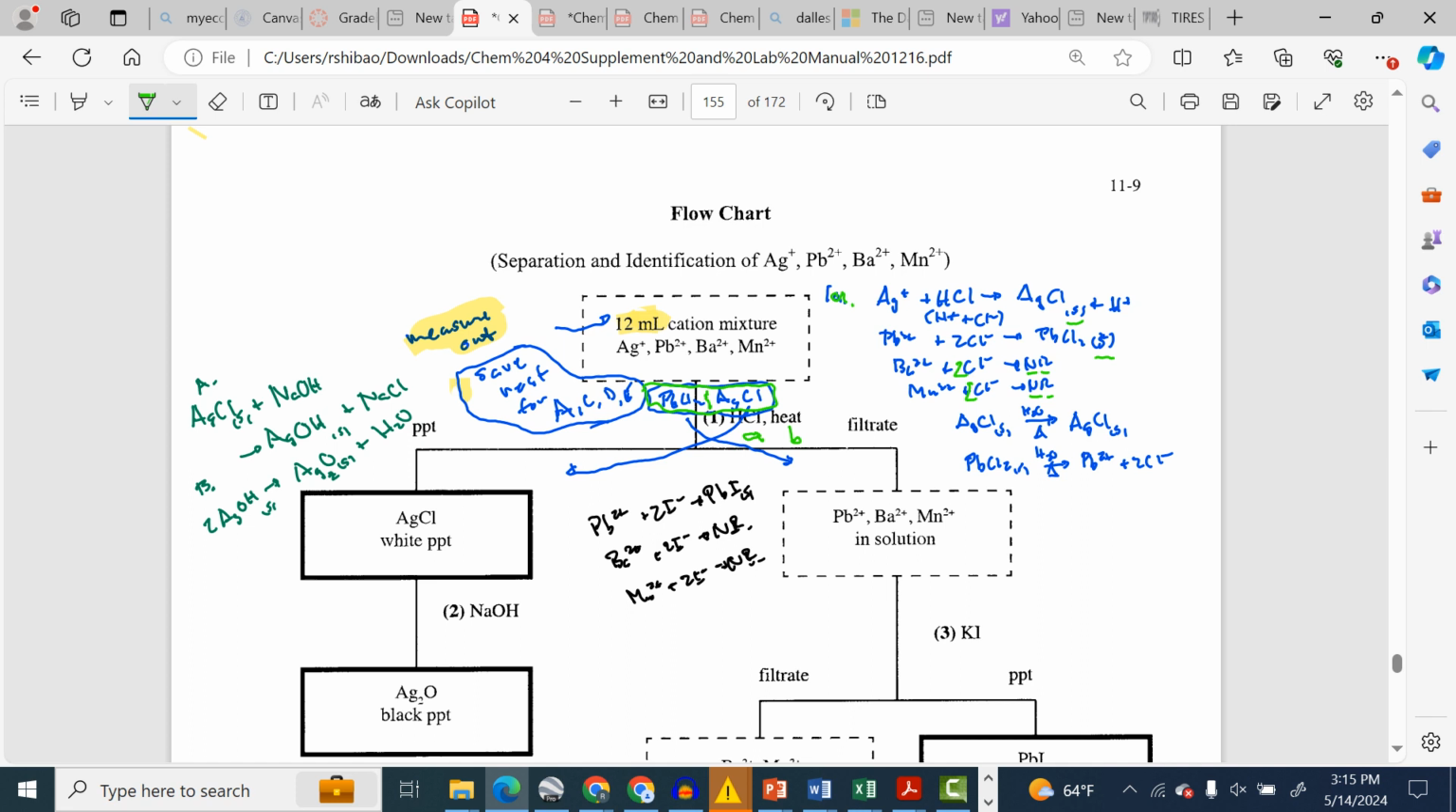What's that? Yeah, right. You're not going to dissolve all of it because of the silver chloride. Well, that's fine.